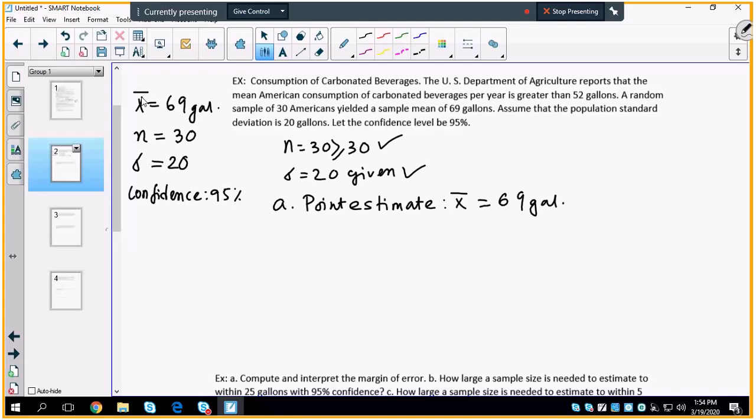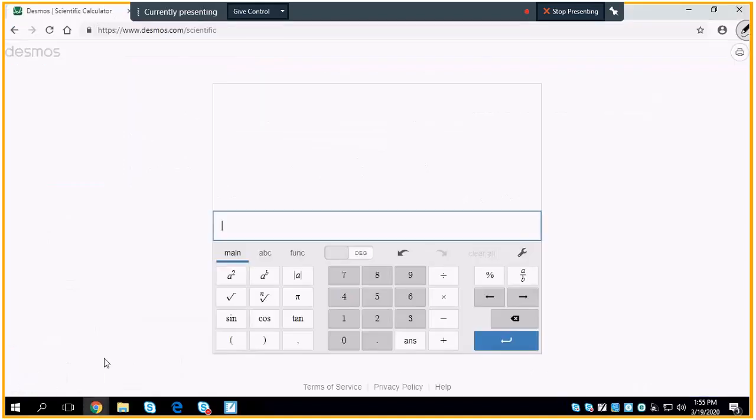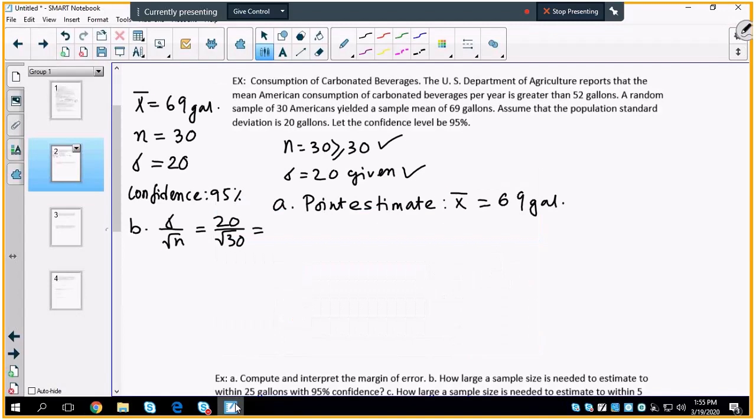The next question is asking us to find sigma over square root of n. Our sigma is equal to 20 and square root of n will be square root of 30. We're going to find this number in our calculator and round to 4 decimal places. Let's go to our calculator: 20 divided by square root of 30, rounding to 4 decimal places, it is 3.6515.